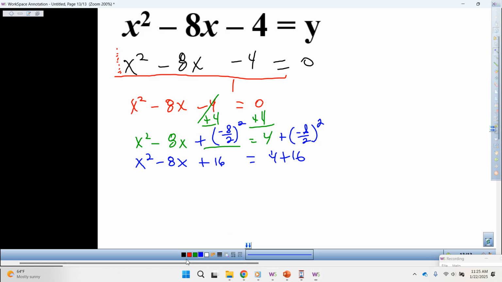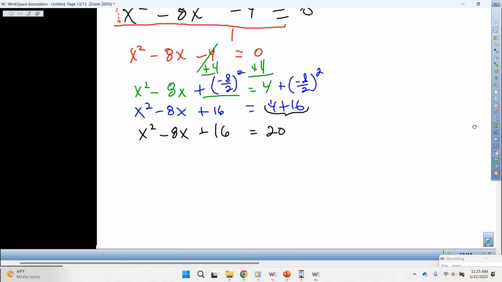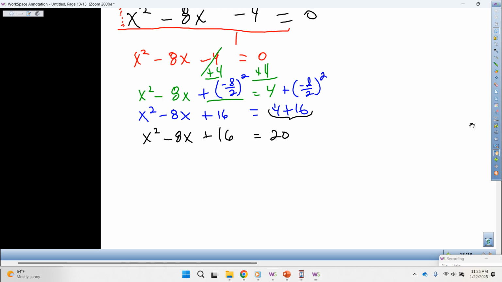Can we simplify the right side, guys? Yes, that's 20. And then we have x squared minus 8x plus 16. All right. So far, so good. Hands if you're up to right there. Yeah? Okay. What do I do next, Sebastian? How do we factor? Power Ranger method or the shortcut. What is the shortcut?